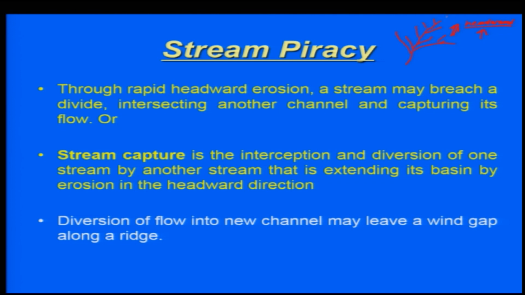it is eroding in the headward direction, it may breach the other streams or the basin and capture the other basin, and the water flows in that basin. So basically what we see is that through rapid headward erosion, a stream may breach the divide. So if you have a divide here, for example, and then another divide. So another important aspect that we usually come across in the fluvial landscape is what we call stream piracy.